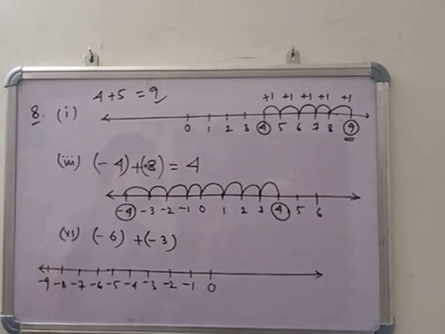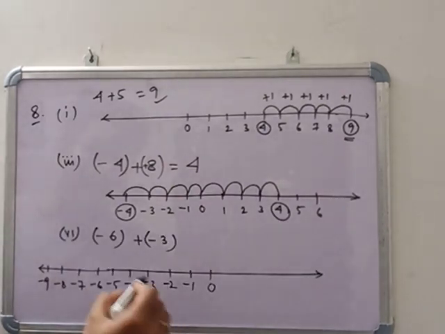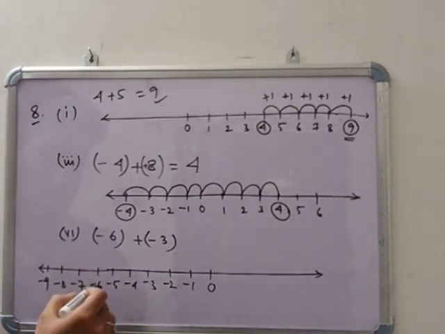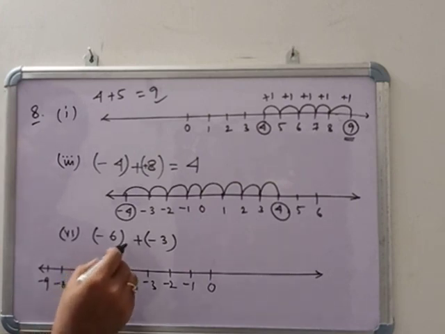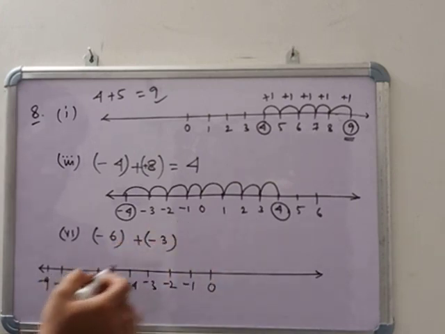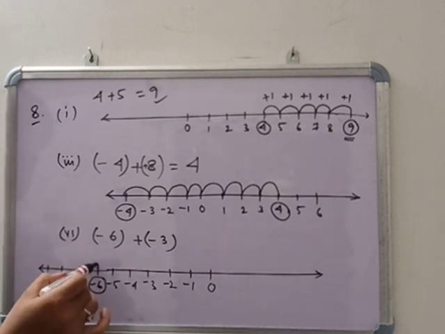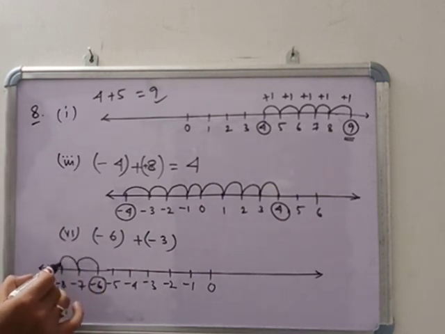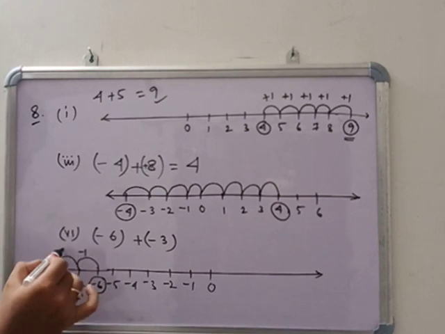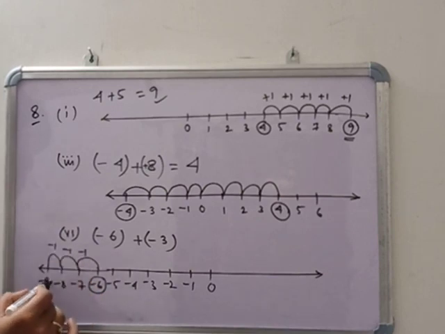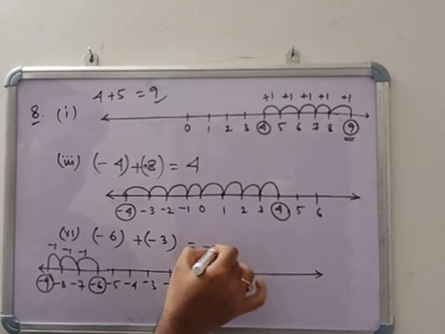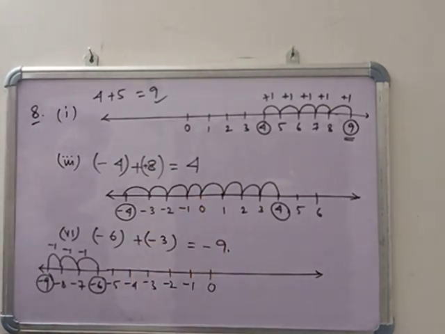Next one. In number 6, see that minus 3 and minus 6. So minus 6 is here. So plus minus 3. That means in the position of the minus. That means 1, 2, 3. So minus 1, minus 1, minus 1. That means minus 9. So this is the process for finding the addition or subtraction in number line. Okay. Now, next one.